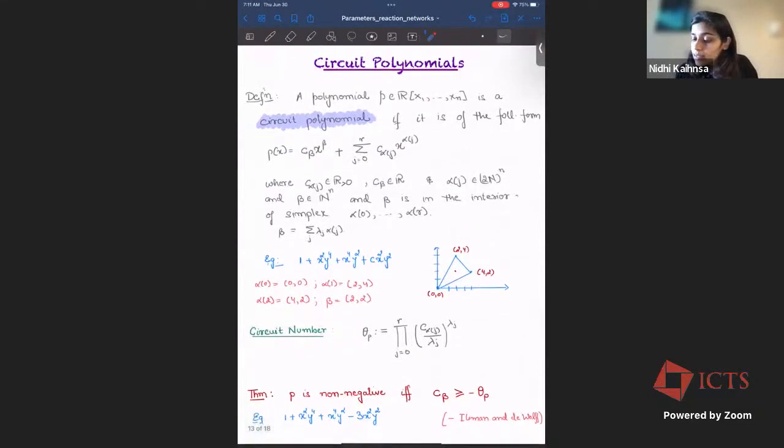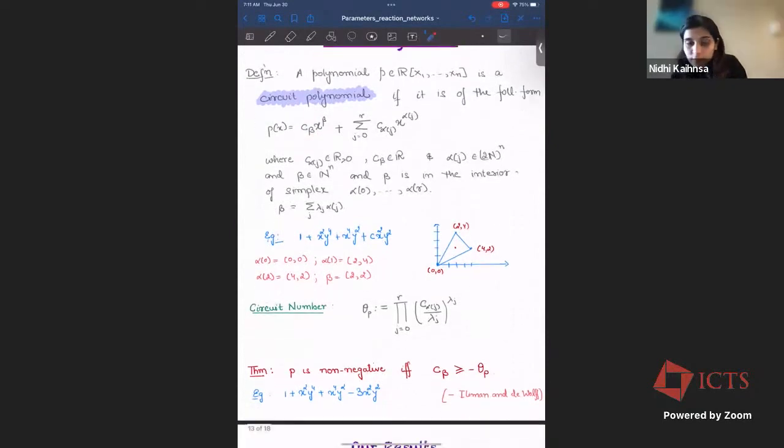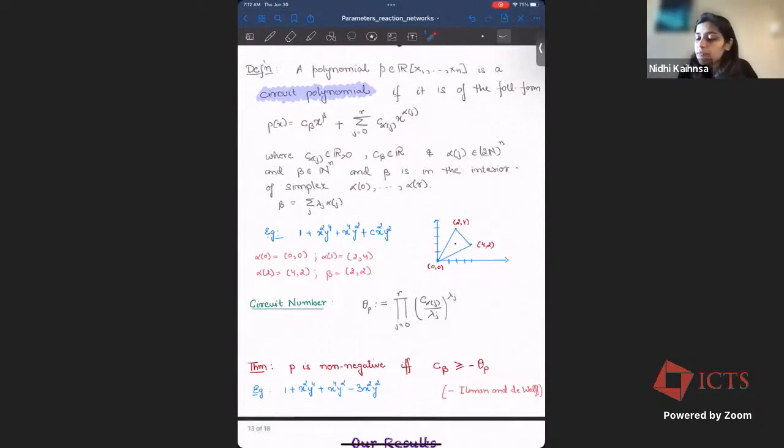And the result basically, so why we care about circuit polynomials is that we get a constraint on the coefficient of the interior point, which determines when this polynomial can be non-negative. This is a result by Iliman and de Wolf, which says that polynomial P in this case is non-negative if and only if we get a lower bound on C beta given by the negative of the circuit number. The circuit number for this polynomial is exactly 3.